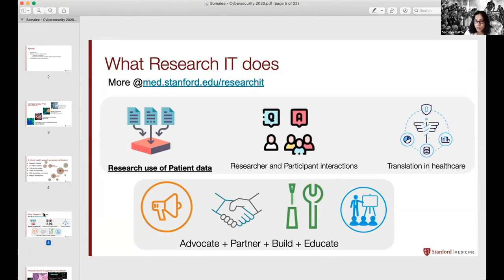And the last part of this is, once there is an established research that has demonstrated good results, how do we take that back into the healthcare ecosystem? And in this entire process, we do many things. We advocate for our community, we partner with our community, we build solutions, we educate our research teams.